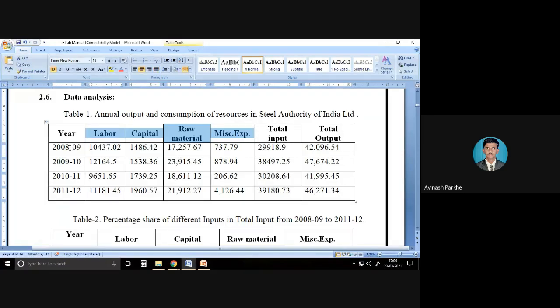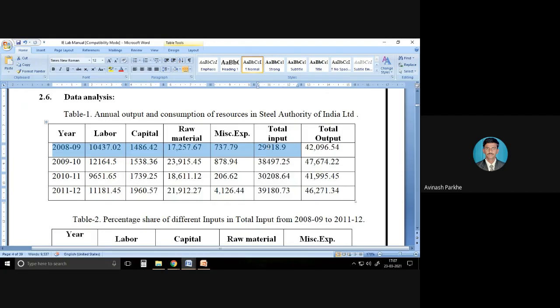So in 2008 to 9, how much labor input is there? It is represented in this particular table. Then in 2008 to 9, how much capital investment is there? It is represented in the third column. Then in 2008-9, how much raw material input is there? It is represented in the fourth column. Then for 2008 to 9, how much miscellaneous input is there? It is represented in the fifth column. And the sixth column represents the total inputs for 2008 to 9. That means here I have made the addition of labor input plus capital input plus raw material plus miscellaneous input is equal to total input. So this is the column.